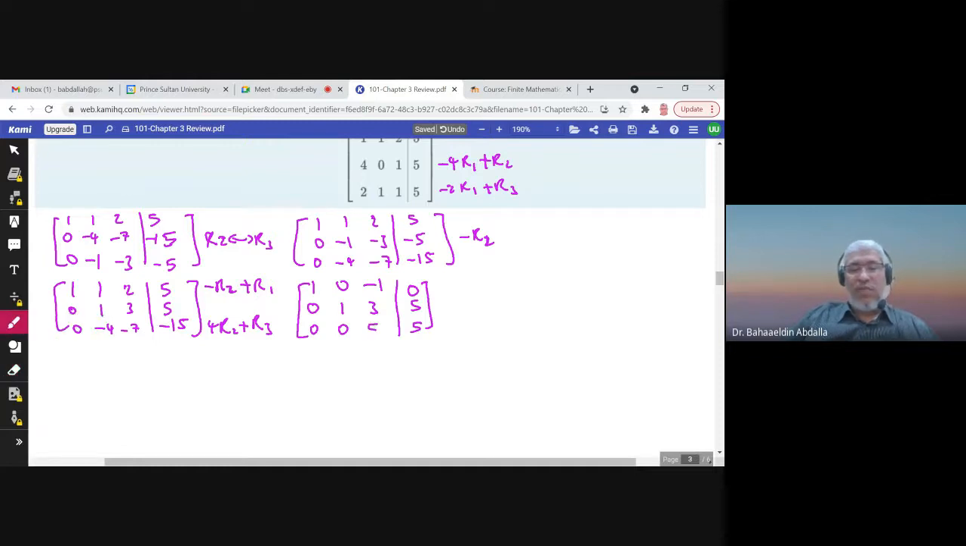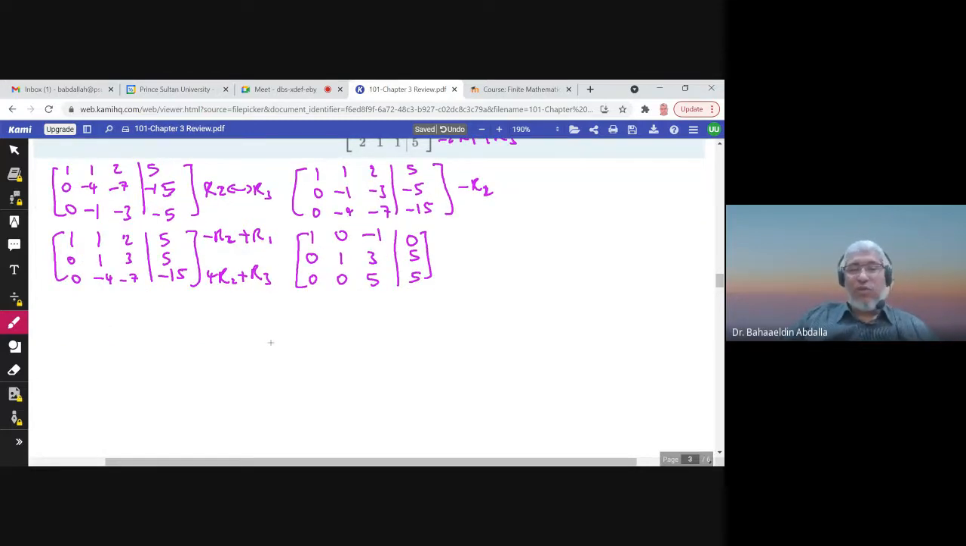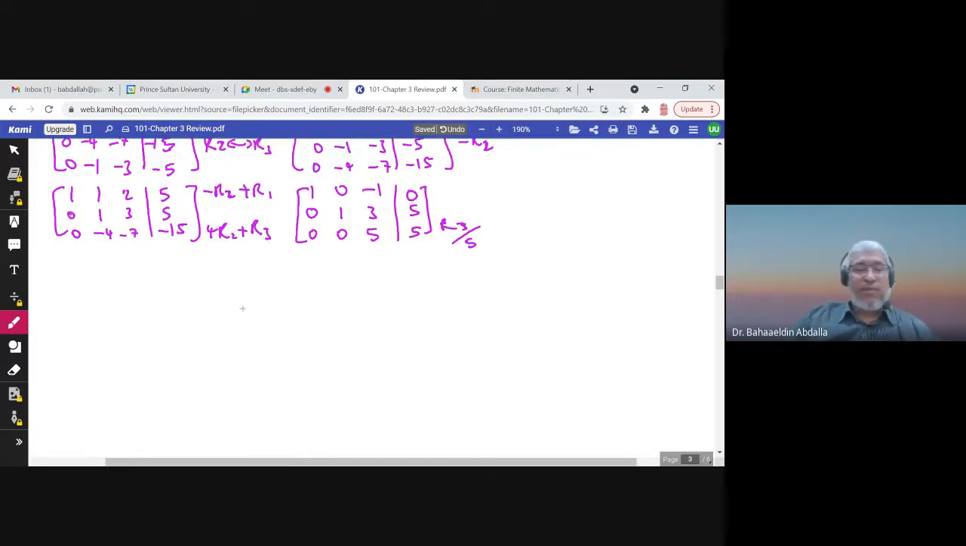So this is 5. Good. And 4 minus 4 is 0. So you usually need to check your answers because it's easy to make a mistake here. So R3 over 5. So we get the matrix 1, 0, negative 1, 0, 0, 1, 3, 5, and 0, 0, 1, 1.